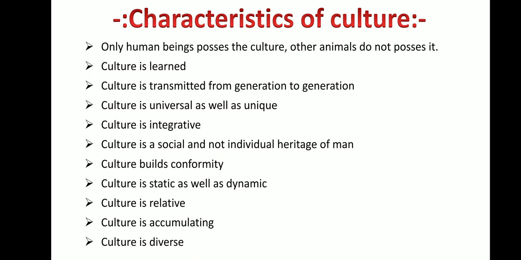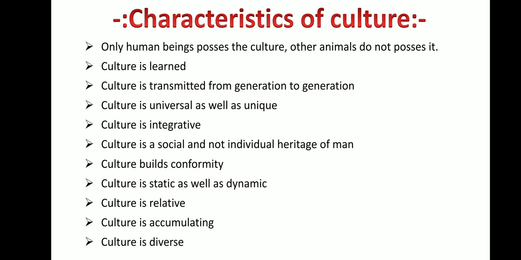Then we see the different characteristics of culture. First one, only human beings possess culture. Other animals do not possess it. Man has created culture during the process of controlling himself, others and nature. Second, culture is learned. Culture is learned through the process of socialization, communication and training. Culture is not innate. Then third one, culture is transmitted from generation to generation. Culture is learned from parents and transmitted to their children.